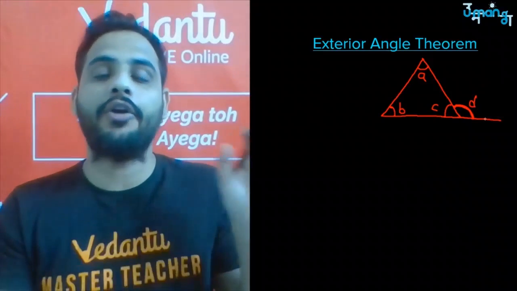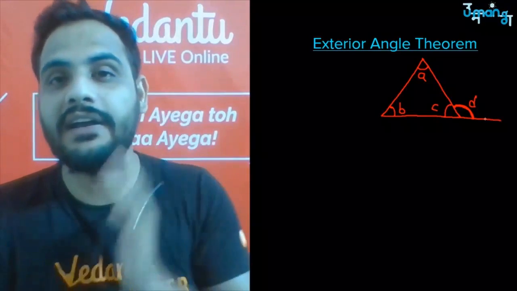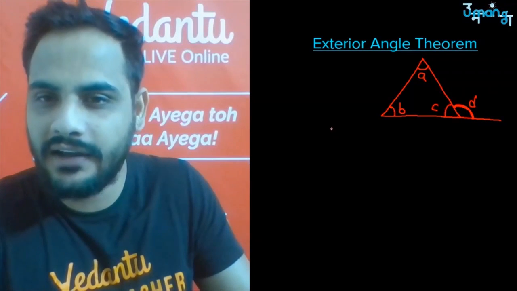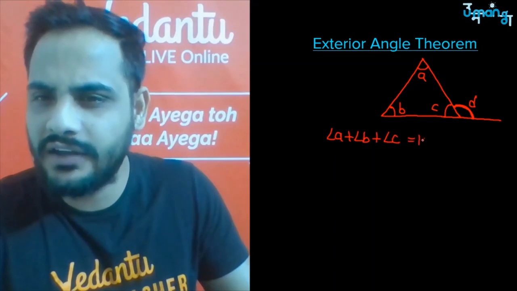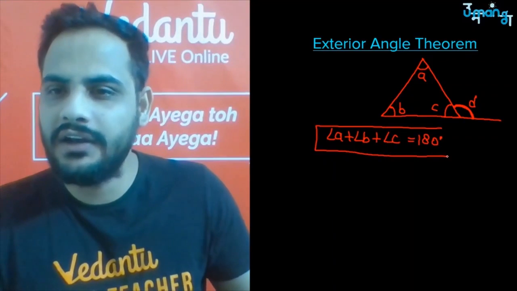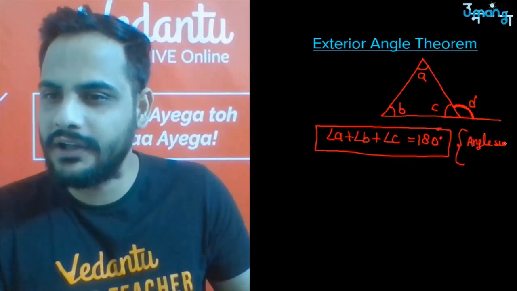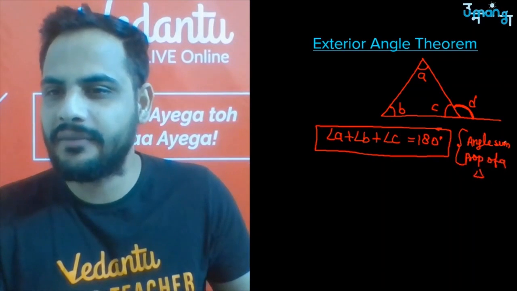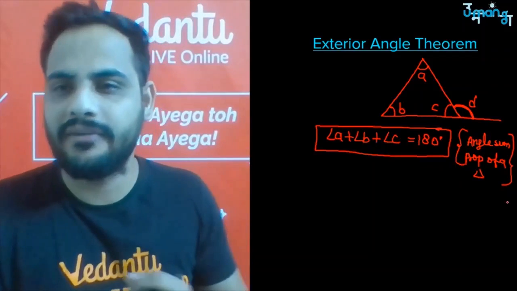Now beta, look, from the last theorem, we know that the sum of the interior angles of a triangle is 180 degrees. So I can clearly say that angle A plus angle B plus angle C is equal to 180 degrees, because they are the three interior angles. So what is the reason here? Angle sum property of a triangle. Always write the reasons, right? So it is your angle sum property of the triangle.